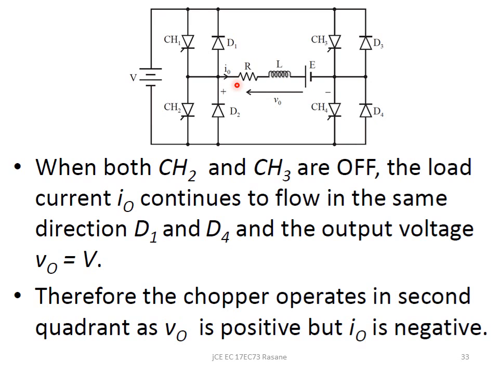The chopper operates in the second quadrant because now the voltage will be connected positive at this end and negative at this end. So the output voltage will be positive, but the current is going to be negative. Hence, which quadrant is this operation? This operation operates in the second quadrant as V naught is positive but I naught is negative.